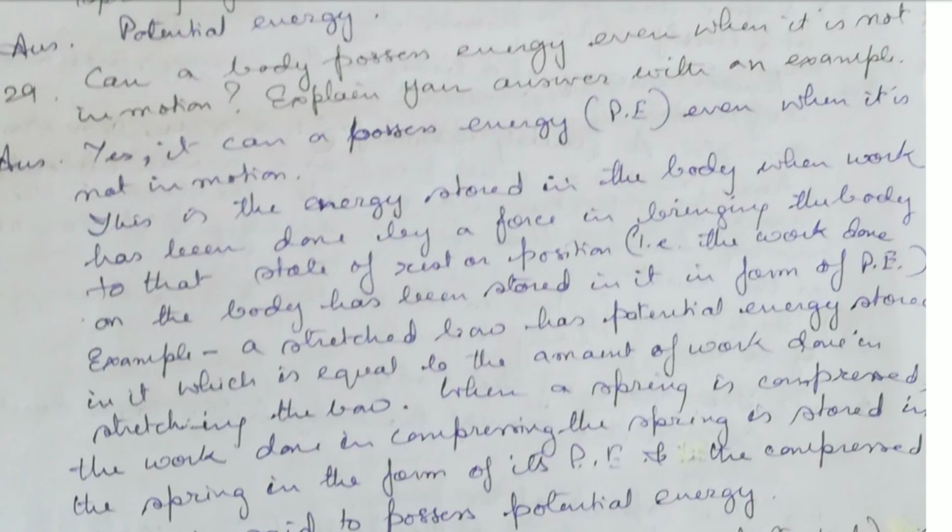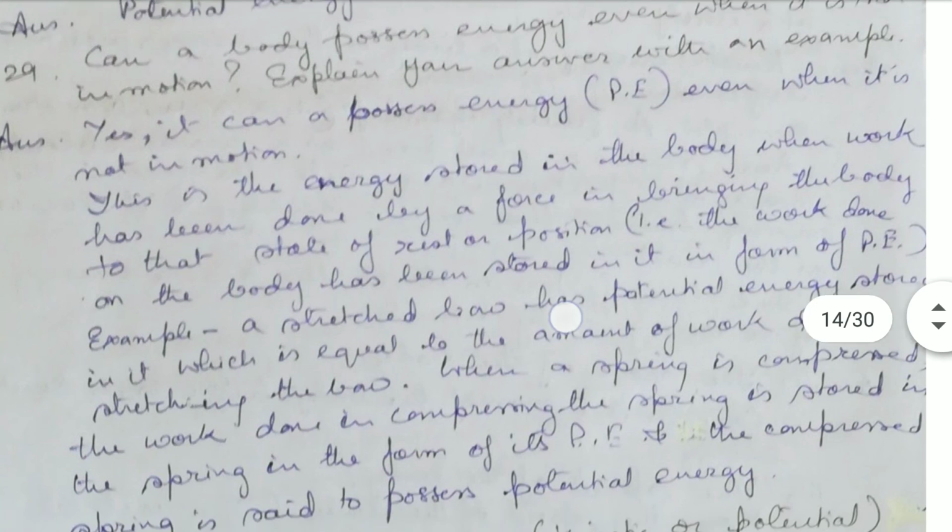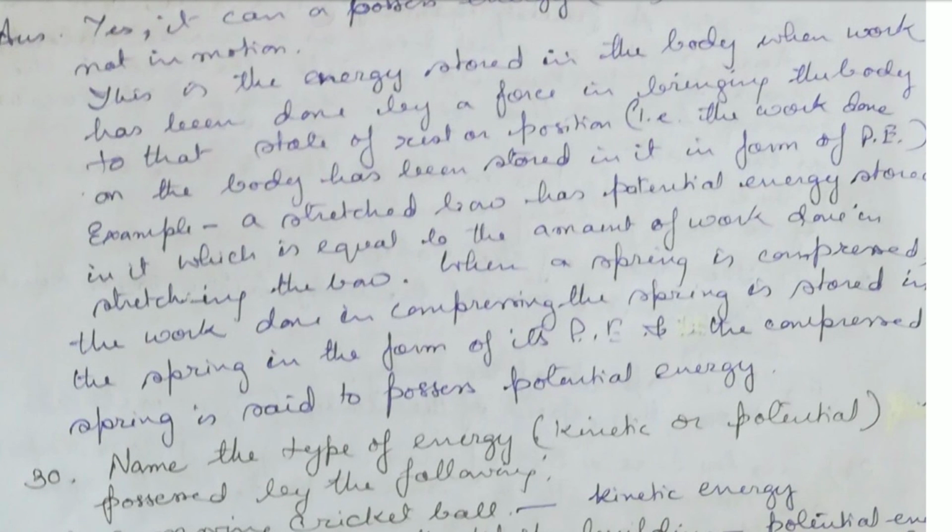Can a body possess energy even when it is not in motion? Yes, it can possess energy even when it is not in motion. This is the energy stored in the body when work has been done by the force in bringing the body to that state of rest or position, stored in the form of potential energy. For example, a stretched bow has potential energy stored in it, which is equal to the amount of work done in stretching it.